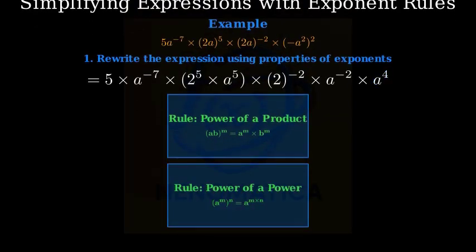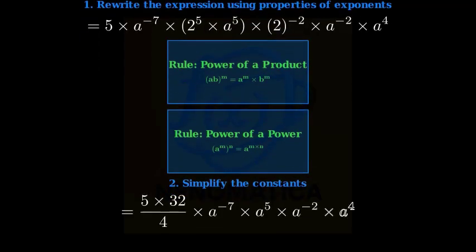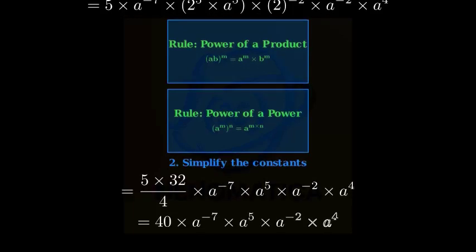Step 2. Simplify the constants that don't involve the variable a. Let's calculate 5 times 2 to the fifth power times 2 to the negative second power. 2 to the fifth is 32. 2 to the negative second is 1 over 4 or 1/4. So we get 5 times 32 divided by 4, which equals 40.